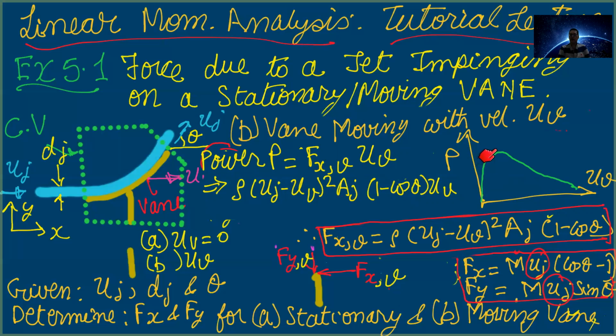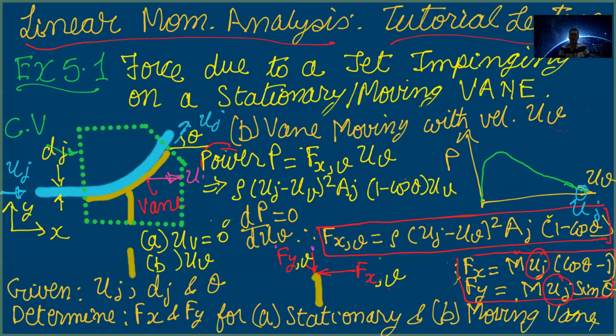Now we are interested to know under what condition this maxima occurs. So basically in this expression, let us suppose we have a fixed jet velocity, and you take the derivative, dP by duv. The maxima corresponds to the condition where dP by duv is 0, that is, uj is equal to uv.